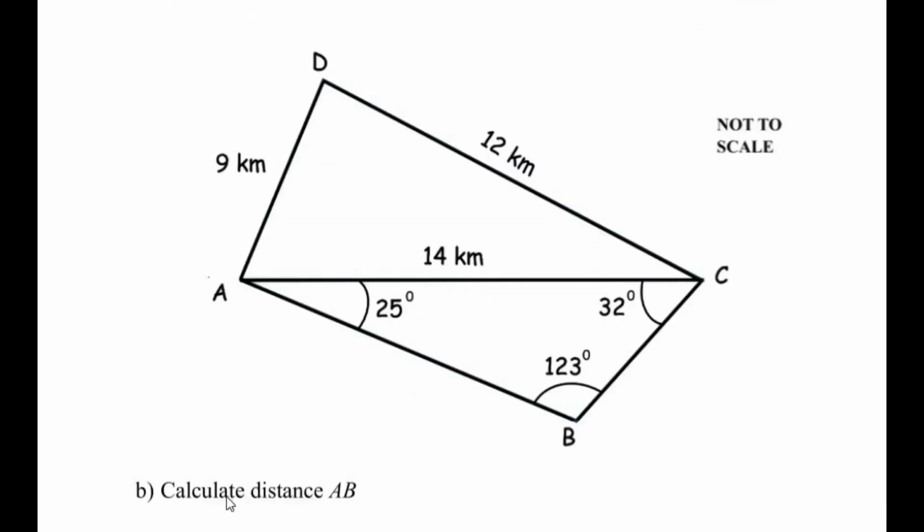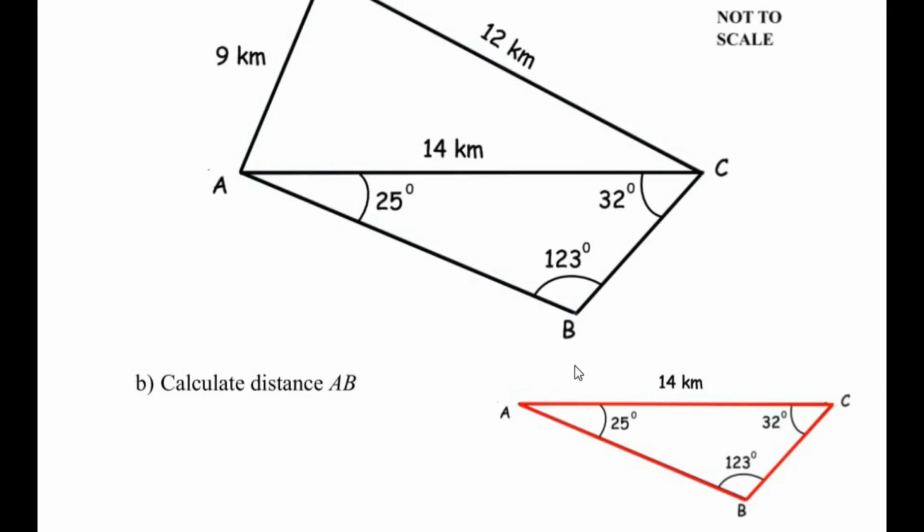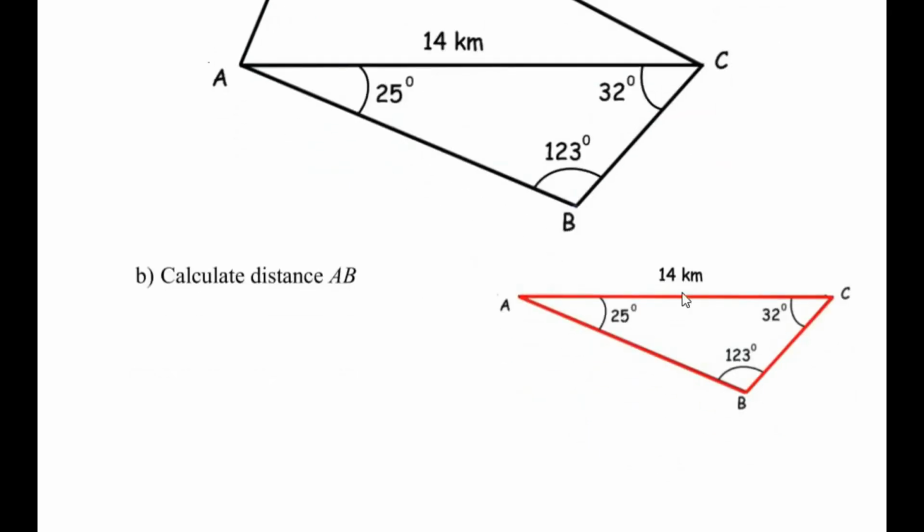Now let us look at the second sub-question, which is to calculate the distance AB. Now AB belongs to the triangle ABC. So let me separate out the triangle and redraw over here. In this triangle again we are going to name the sides. Opposite to angle A is side BC, so we will name the side BC as side a. Opposite to angle C is the side AB, so we will name it as side c, and opposite to angle B is 14 kilometers, so we will name it as side b.